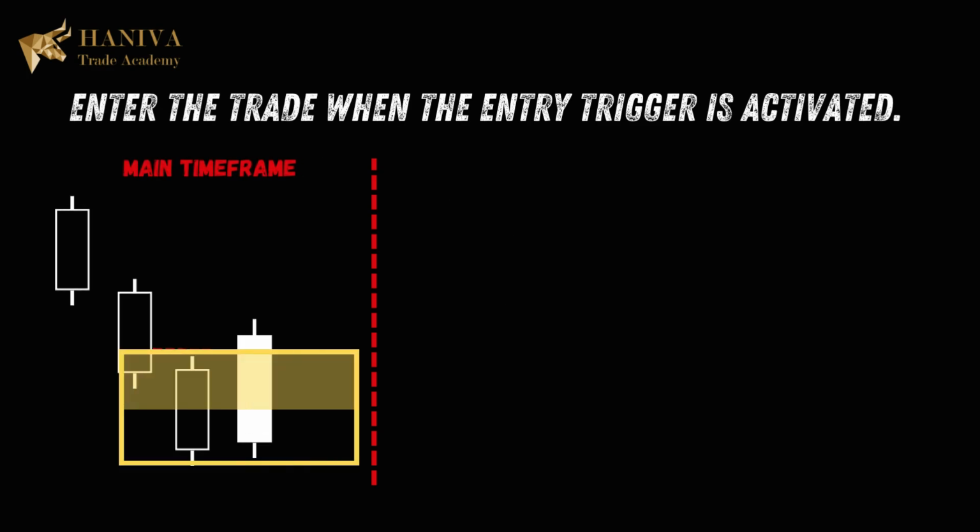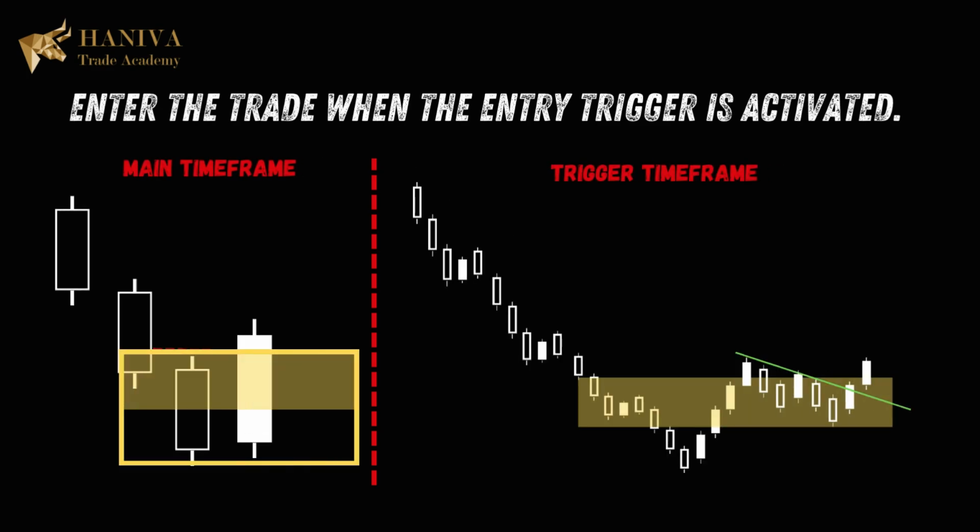Step 5. Enter the trade when the entry trigger is activated. Your entry trigger can be indicators, oscillators, or drawn triggers. However, the entry trigger we use in most of our trades is the trigger line, which we have fully discussed in a video. We will put the link to the video in the description.